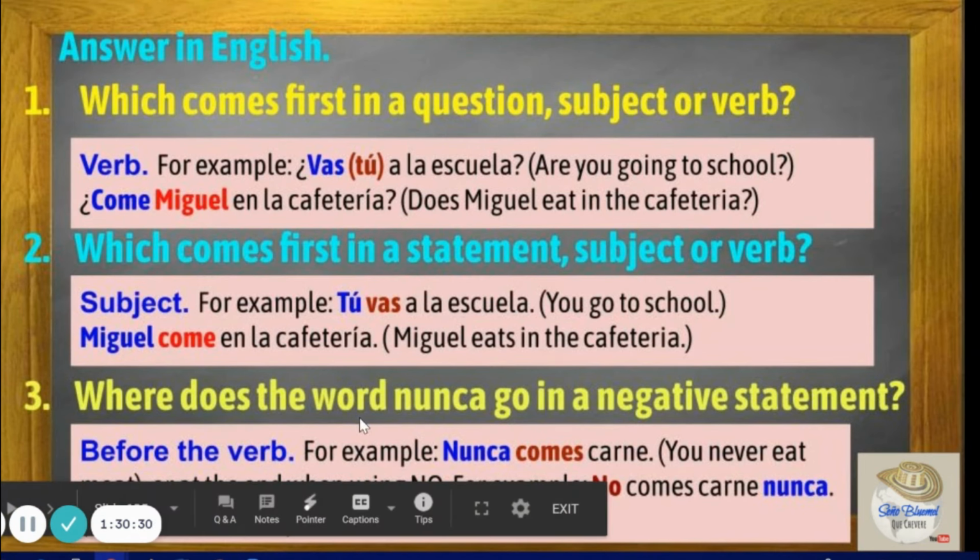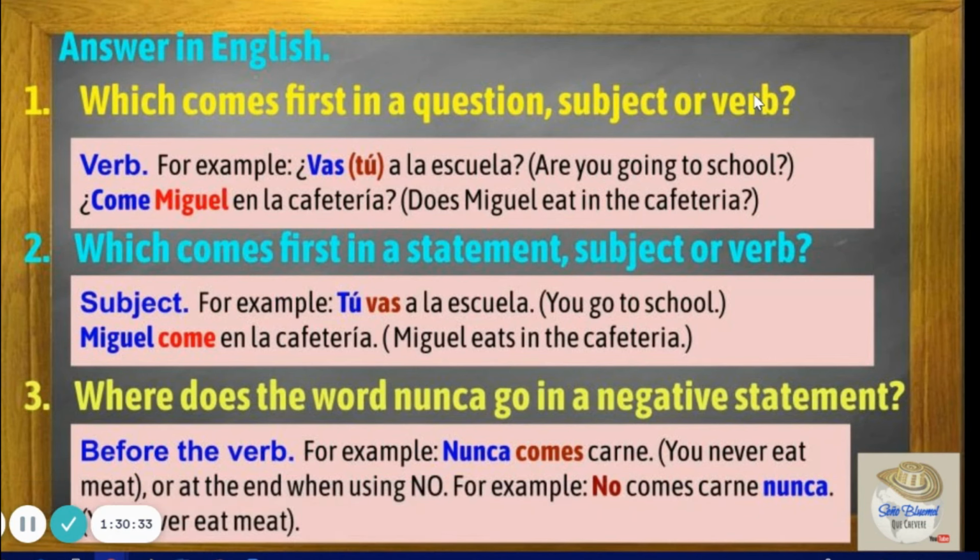Where does the word nunca go in a negative statement? Okay, so it goes before the verb. So for example, if you want to say you never eat meat, you would say nunca comes carne. Never you eat meat. Nunca comes carne. So it goes before the verb. The verb is comes, and then the word nunca is that negative adverb, and that would come before. Nunca comes carne.